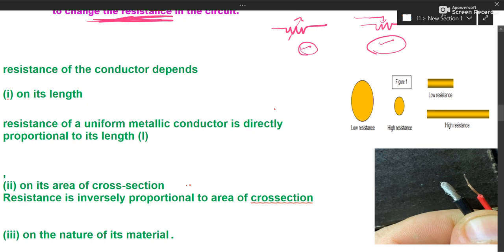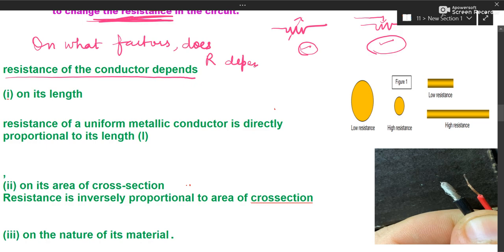Now, the topic is: resistance depends upon what factors? On what factors does resistance depend? So, first is length of the wire. It depends upon the length of the wire. And how is it depending? It is directly proportional to length. So, more the length, more is the resistance.